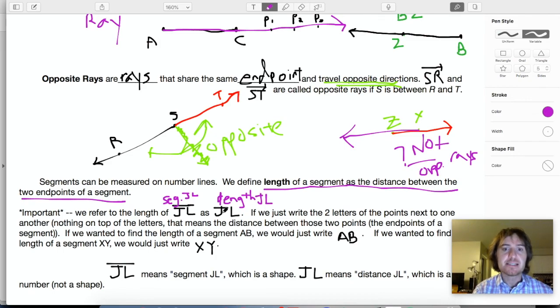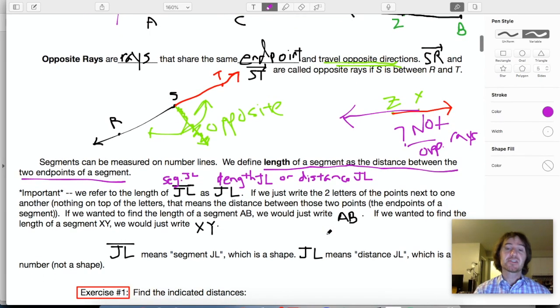We can call it length JL, or you can actually call it distance JL because it represents the distance between the two points, J and L. And this is the thing to be on the lookout for in problems here. If we just write the two letters of the points next to one another, nothing on top of the letters here, notice JL is a distance. The JL with a segment bar on top of it is a shape. Okay, it's a shape here.